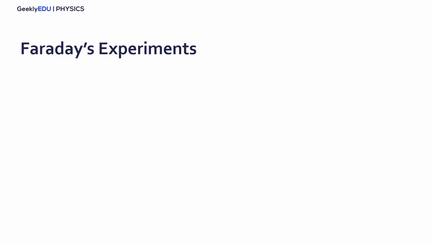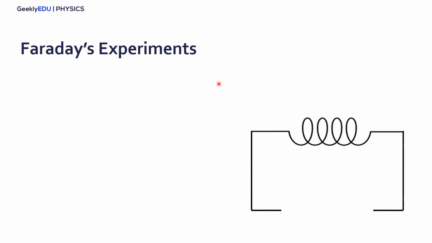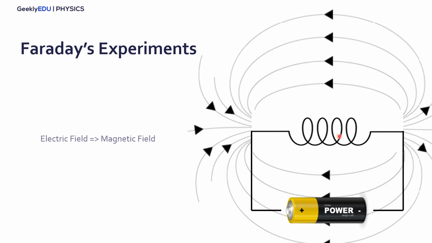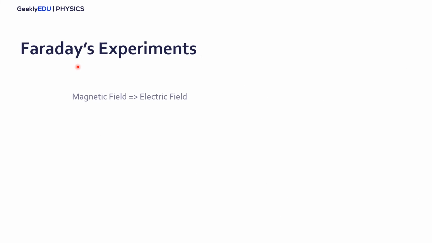It was known that an electric field could induce a magnetic field. If we connect a battery to a coil like this, we can induce a magnetic field here just by the electric field of the battery. So Faraday was trying to prove the opposite, that a magnetic field could induce an electric field. So he tried and made some experiments.